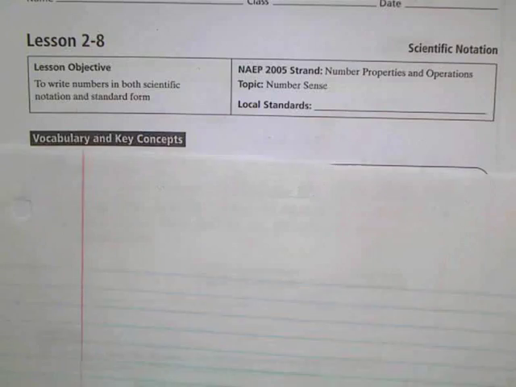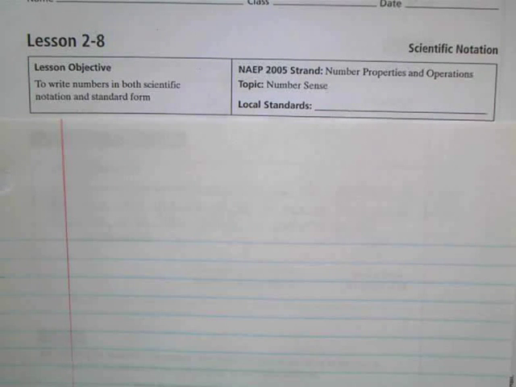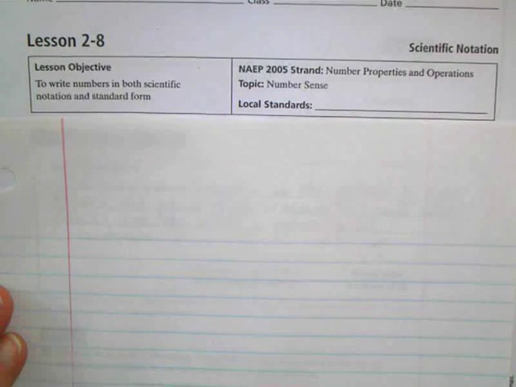Bandu's Math Movies. We are looking at Lesson 2-8 for Course 2, and we're going to be studying scientific notation. Our objective here is to write numbers in both scientific notation and standard form. Scientific notation is what we're going to focus on. Standard form is basically the way we already write the numbers.